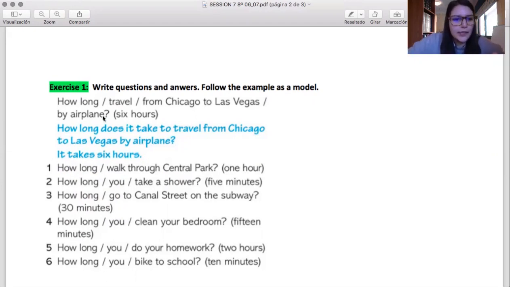Here, this is how I need to write my questions. How long does it take to travel?